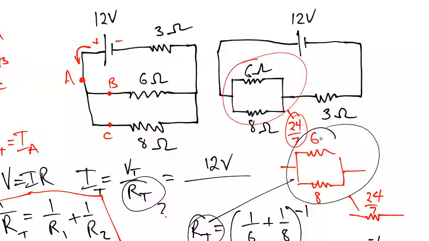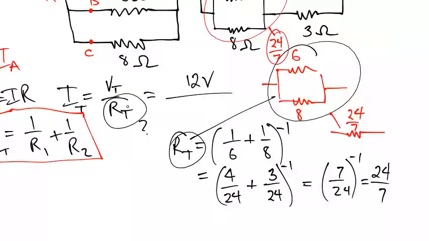But now that is in series with a 3. And we know that for resistors in series, you simply add them. So all I have to do here for this total resistance of the entire circuit is simply go 24 over 7 plus 3. And that's in ohms.